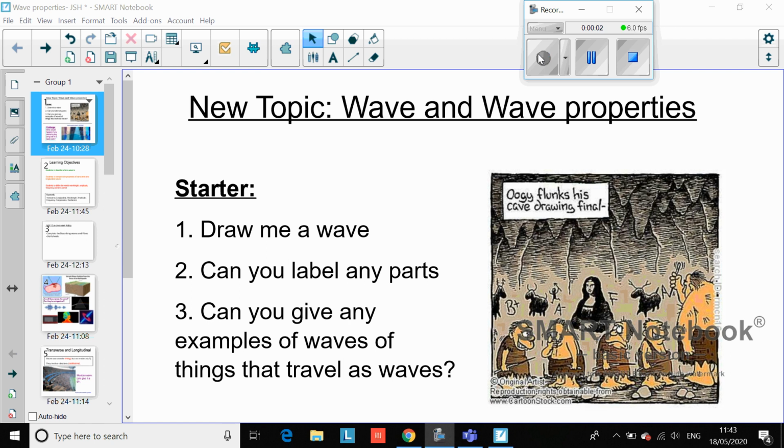Right, hello Year 8. So today we are going to be looking at a new topic, and the topic is waves and wave properties. So that is your title. And the first thing I would like you to do is have a go at this starter activity. So draw a wave. Can you label any parts, and can you give any examples of waves, or things that travel as waves? Okay, so pause the video now, do that.